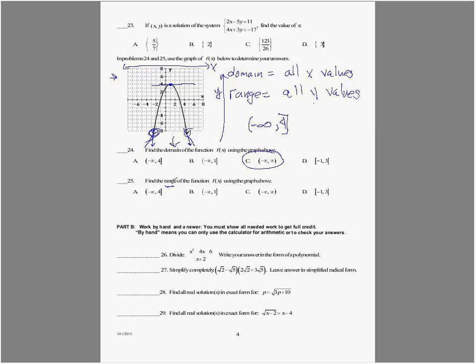So A looks like the best option on number 25. Define domain and range using a graph. Any questions on that number? If not, move on. I'm here. Good?